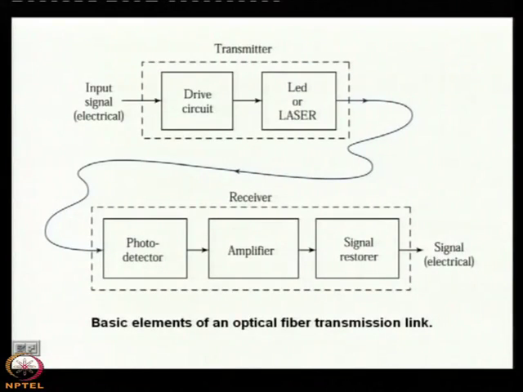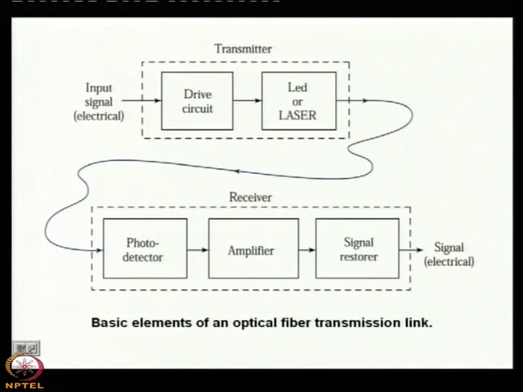One is the transmitter, another is the receiver. In the transmitter you see that there are two main circuits: one is the drive circuit, another is the LED or laser circuit. What happens in fiber optic communication?